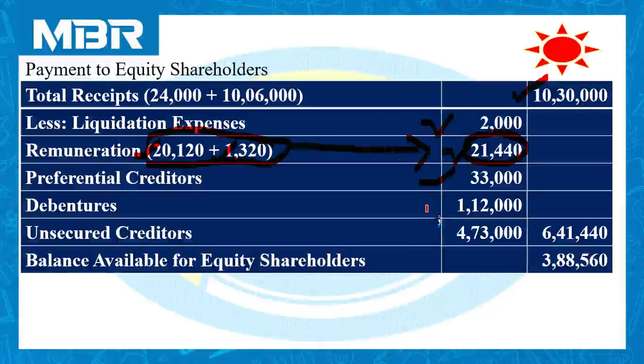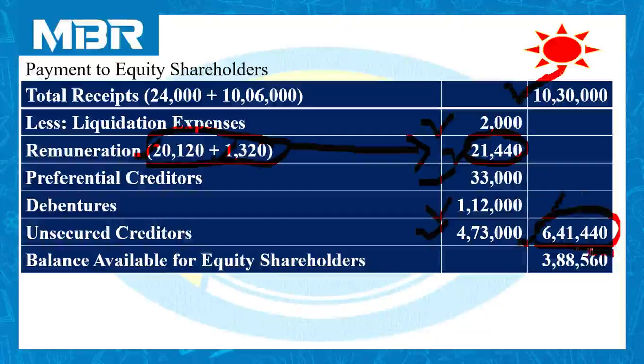Third, we have paid 33,000 to preferential creditors. We have paid 1,12,000 in total to debenture holders, and at last we have paid unsecured creditors rupees 4,73,000. So in this way we have paid 6,41,440 out of the total collection made by the liquidator, 10,30,000. We have paid 6,41,440 to the different stakeholders.